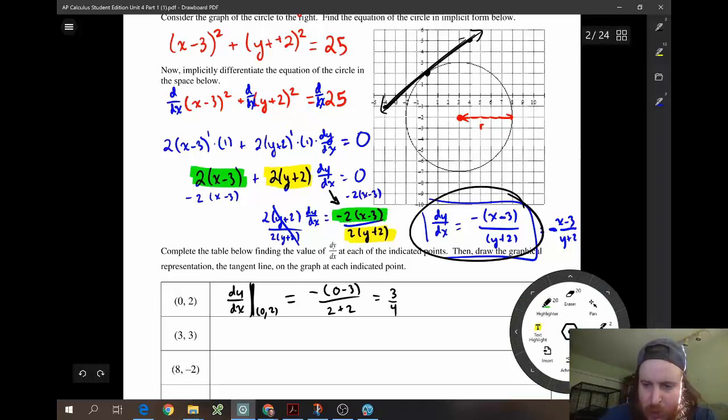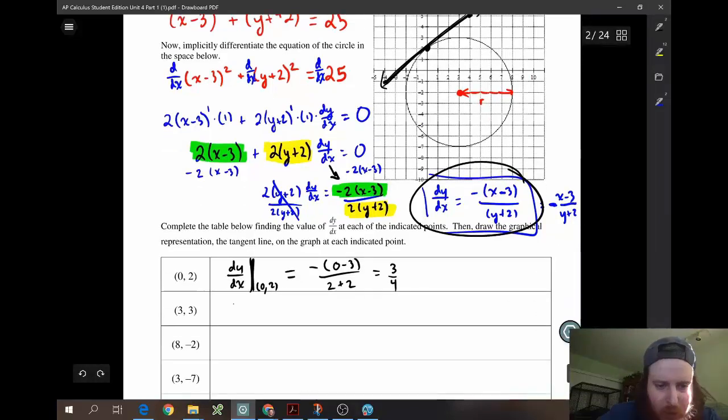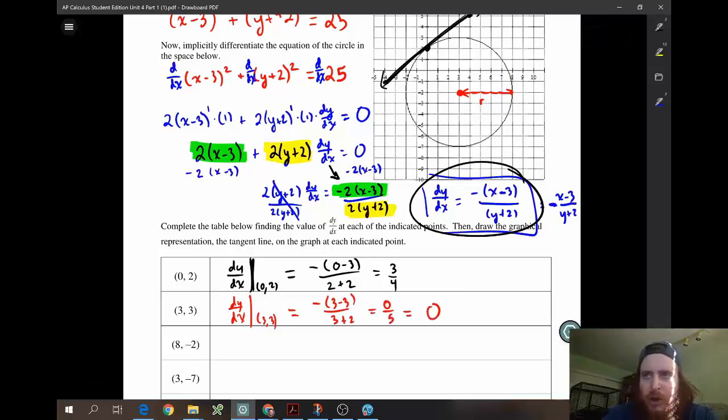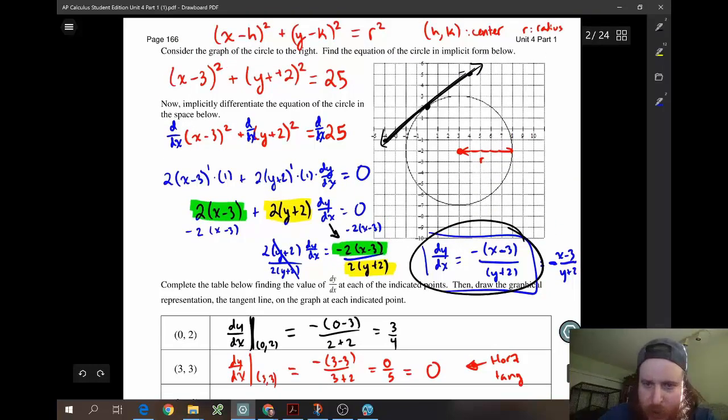I'm going to switch colors so we can match up. So we're going to write dy/dx at (3, 3) is equal to negative (3 minus 3) over (3 plus 2). That's 0 over 5, and anything with a 0 in the numerator is 0. So that's a horizontal tangent line. You don't need to necessarily write this, but recognize that anytime you have 0, you have a horizontal tangent. At (3, 3), that makes sense because it's at the top of my curve. A slope of 0, that's just going to be like that.